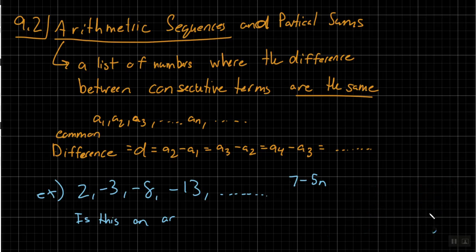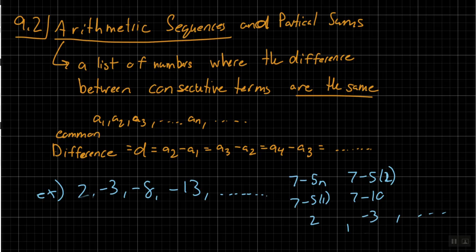Plug in a 1. What do we get? We get a 2. Okay, let's see if it keeps going. 5 to second power, second. So that's 5 minus 10, and we got -3. And it should keep going on and on forever. So our rule, is this an arithmetic? Yes, it is.